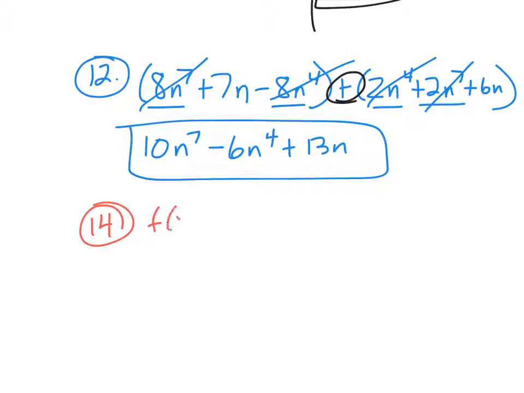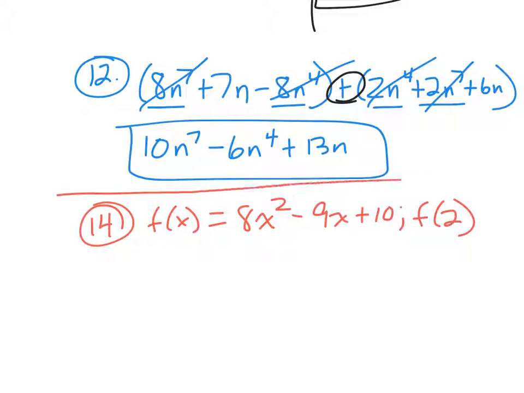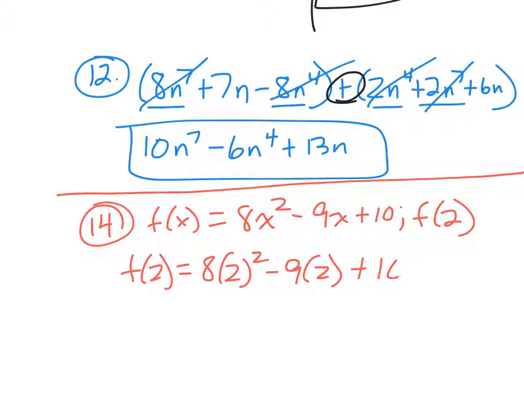It's a problem that has a function. F of x is equal to 8x squared minus 9x plus 10. And we're asked to find f of 2. Do you remember how we found f of 2? Excellent. That's exactly what you do. F of 2 is going to equal 8 times 2 squared minus 9 times 2 plus 10.